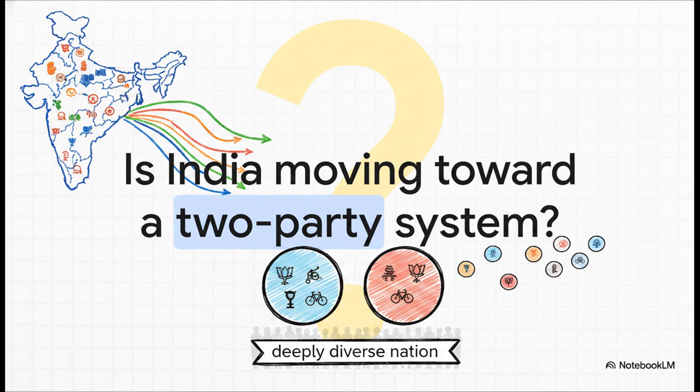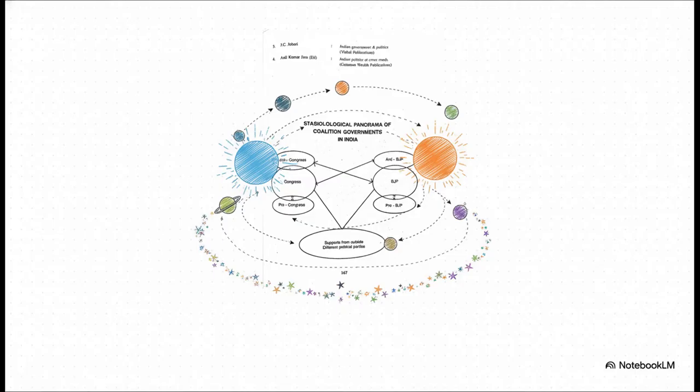Which brings us to a really fascinating question. With hundreds of registered political parties actively participating in elections across a deeply diverse nation, is India actually moving toward a two-party system? The source text visualizes this with a diagram it calls a stasiological panorama. I know, it sounds a bit academic, but just think of it like a giant binary solar system. The Congress and the BJP act as the two giant suns right in the middle. Orbiting around them are the regional parties acting as planets. Some are firmly pro-Congress, some firmly pro-BJP. Others orbit as anti-forces, or they just offer that crucial outside support from a distance. It's a multi-party reality, but it's functioning entirely with bipolar mechanics.